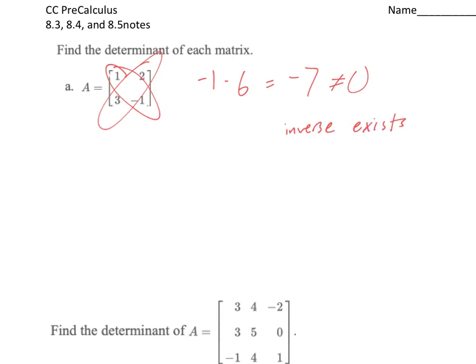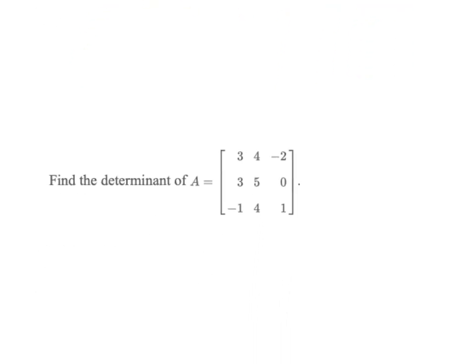Now for a 3 by 3 matrix, it's a little bit different. We can't just do this guy minus this guy because we're not including several of the entries that are listed in this matrix. So for a 3 by 3, here's what we need to do.